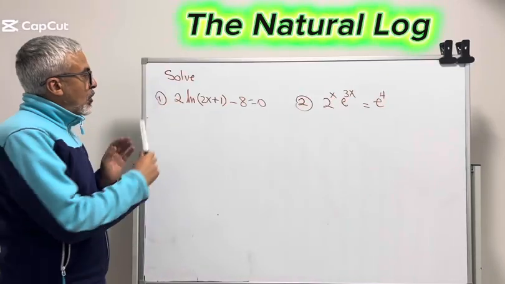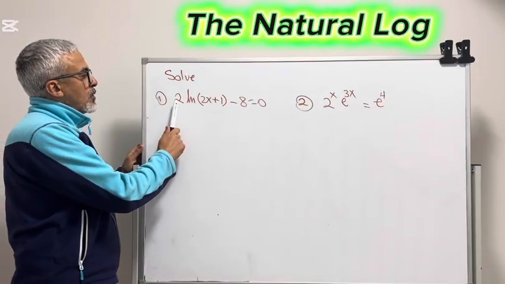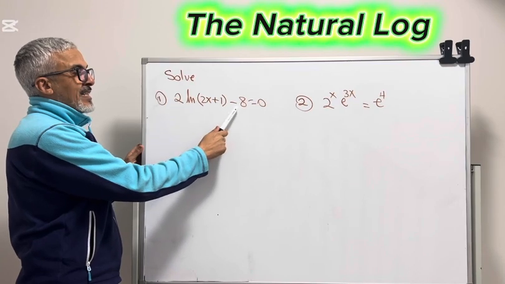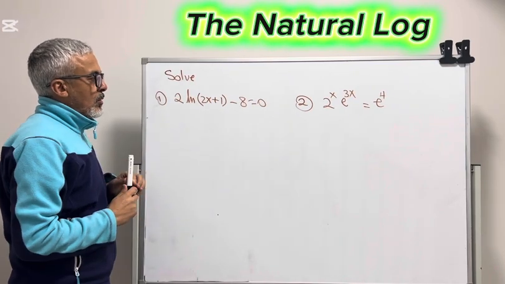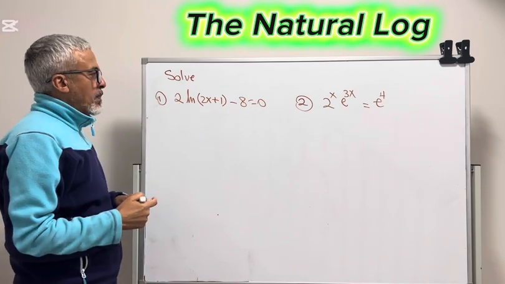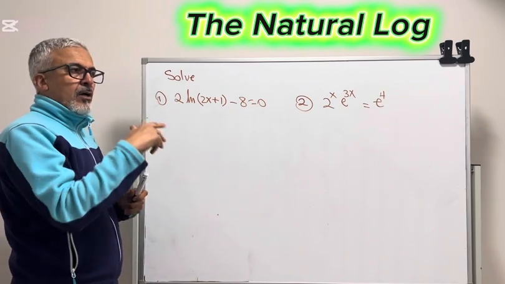So here we're solving 2 ln(2x + 1) - 8 = 0. The ln is the natural log, and so it's basically a log with a base e.